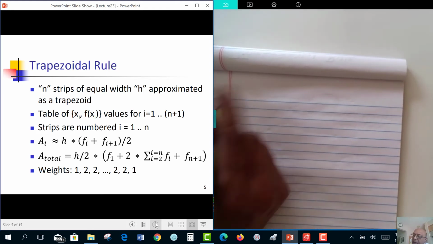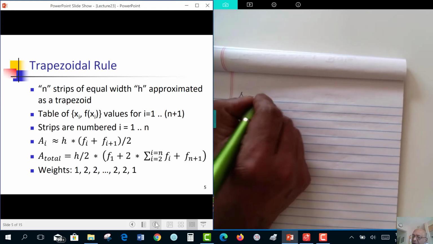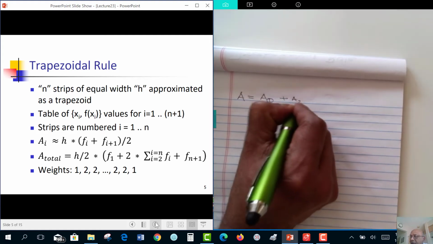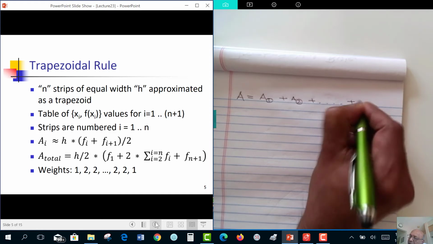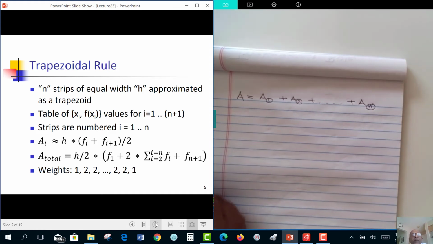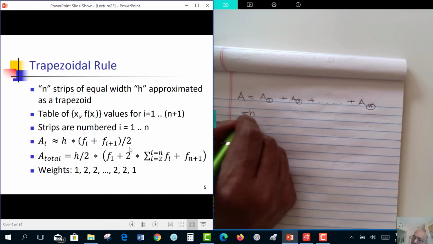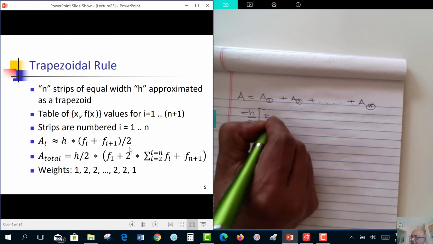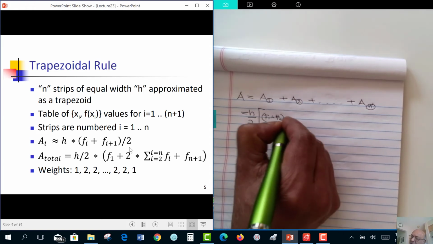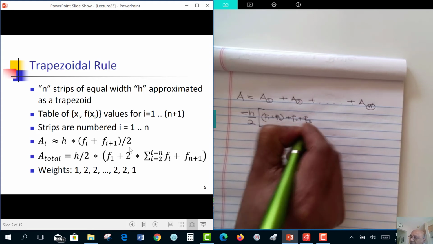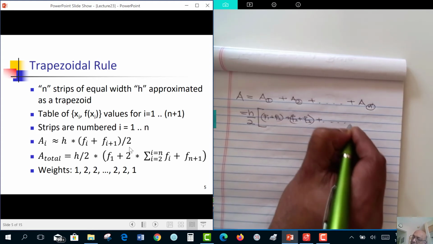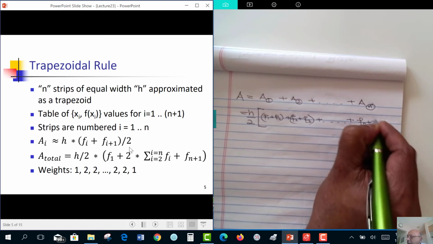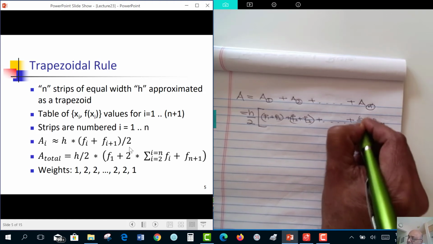But we are interested in the total area. The total area would be the area of the first strip, area of the second strip, on and on to the area of the nth strip. So we know our area of the i-th strip is here. Each one has a factor of h by 2, so we take that common. Our first area would be f1 plus f2. The second one would be f2 plus f3, and on and on and on. The last one would be fn plus f(n+1).